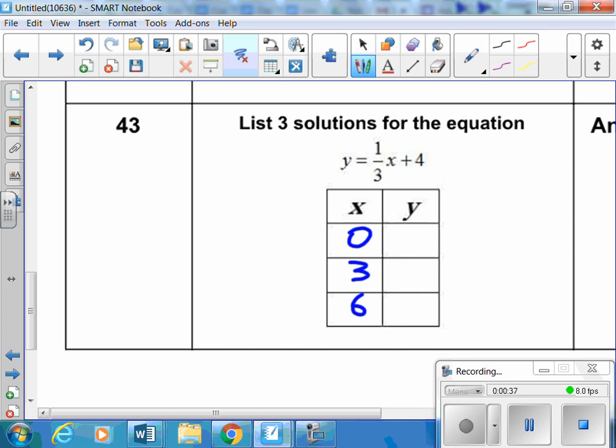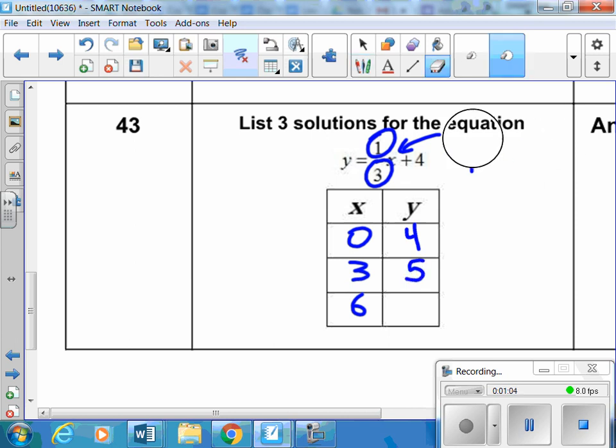If I plug 0 in for x, here, 0 times 1 is 0, 0 divided by 3 is 0. So then you're just going to have 0 plus 4, which is 4. So we got that out of the way. Then I'm going to plug in 3 for x. 3 times 1 is 3. 3 divided by 3 is 1. So now we'll just have 1 plus 4, which is 5.